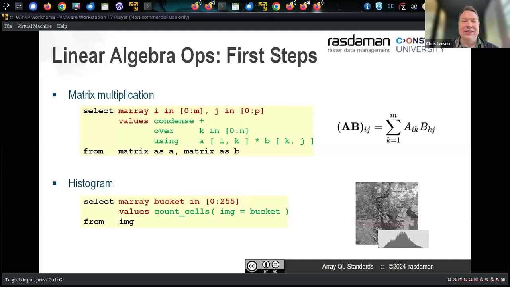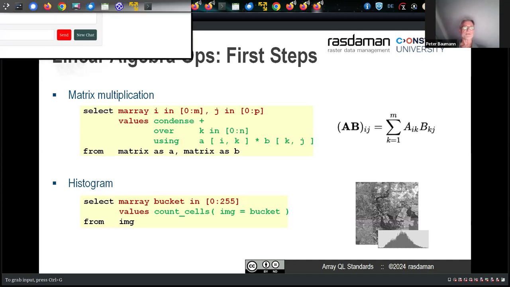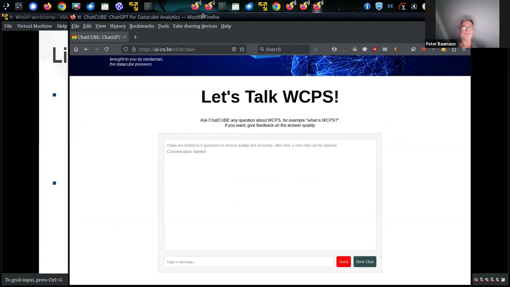Right. Sounds like some work to do indeed. May I show you one thing? Because you mentioned people do not necessarily like query languages.